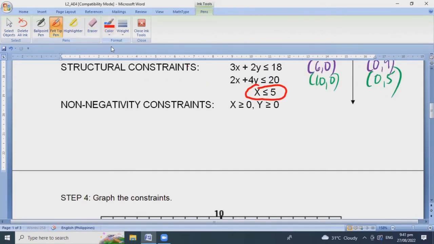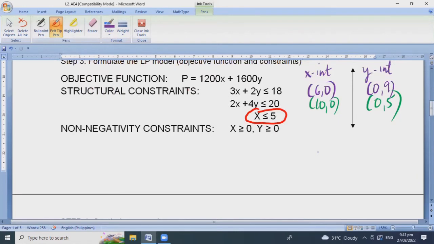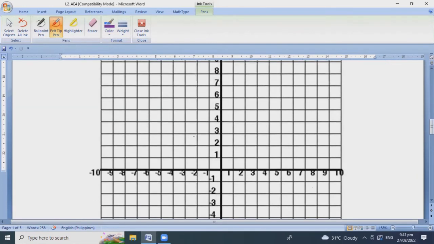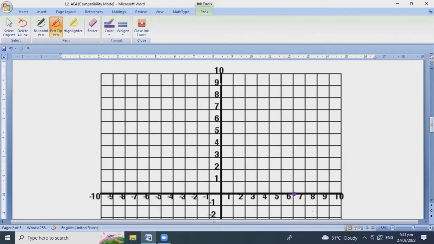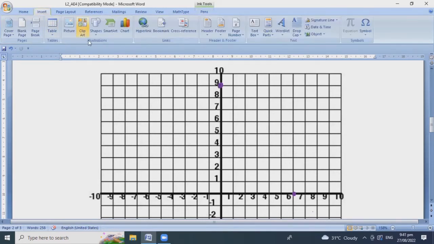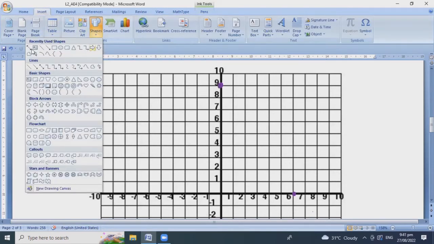Okay, so I use purple ink for the first structural constraint, 3x plus 2y less than or equal to 18. So dito sa graph, purple din gagamitin ko. Pag-partner nyo sila, so 6, 0 and 0, 9. Starting at 0, so 1, 2, 3, 4, 5, 6. So ito yun, 6, 0. Then 0, 9: 1, 2, 3, 4, 5, 6, 7, 8, 9. Oh, this one. Ayan. So nakikita nyo naman yung ating mga dot na minark. So connect them. Two points determine a line.